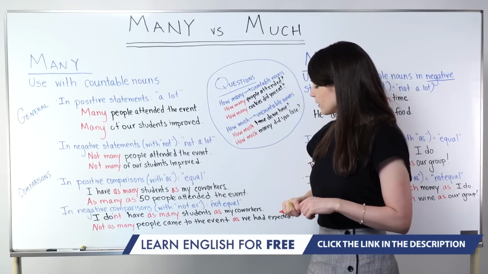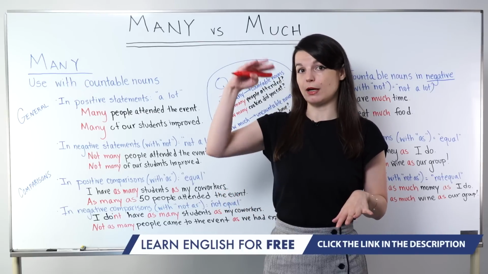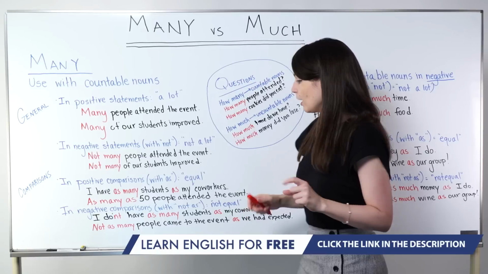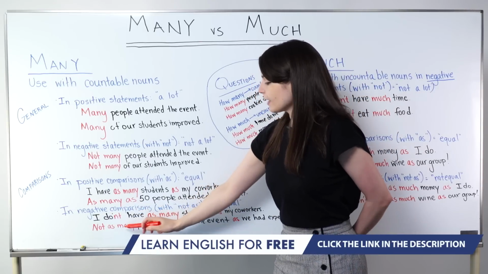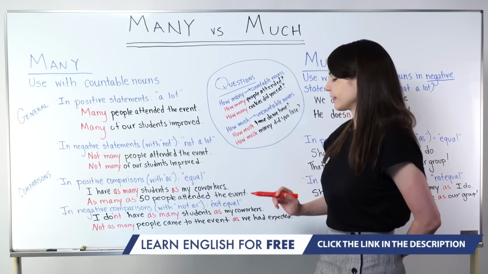I don't have as many students as my coworkers. That sounds like I have fewer students than my coworkers. My coworkers have more students than me. Okay, one more example. Not as many people came to the event as we had expected.